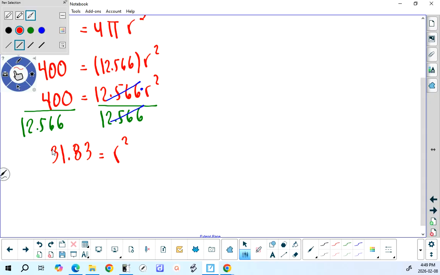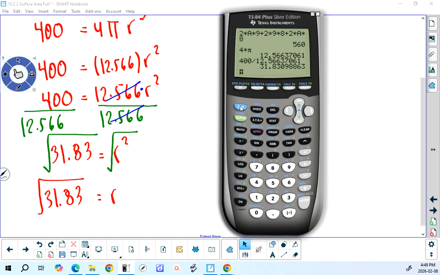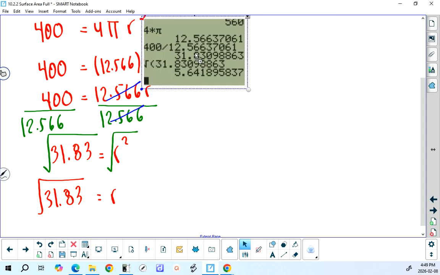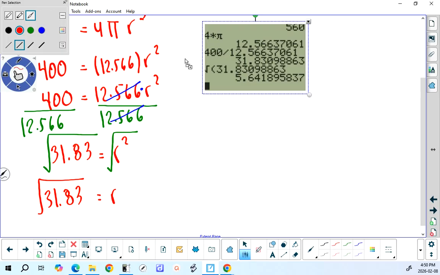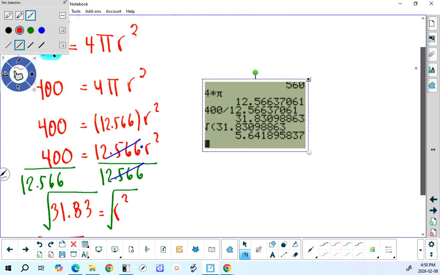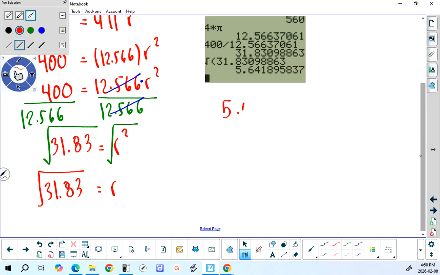In order to get R by itself, you have to do the opposite of squaring, which is to square root. So R will be equal to the square root of 31.83. So we just go square root of the answer, and we get 5.64 roughly. R equals approximately 5.64 units. I don't know what it was, inches, centimeters? I guess it's inches. Approximately 5.64 inches.